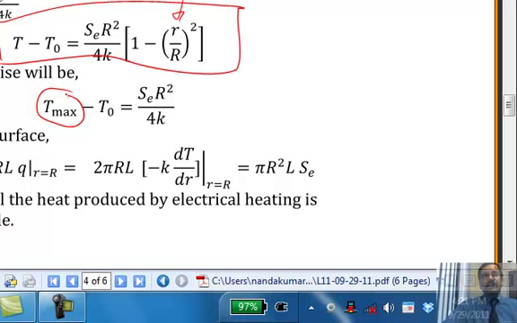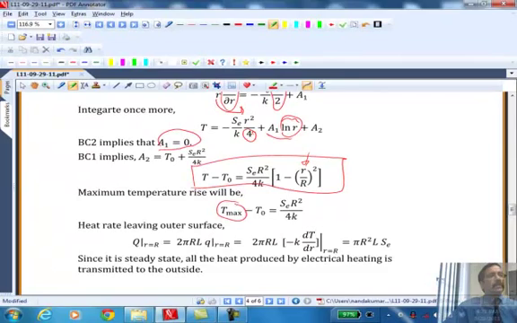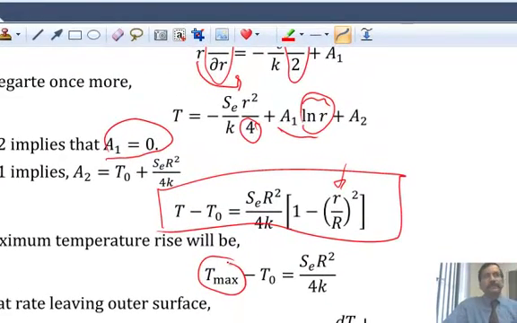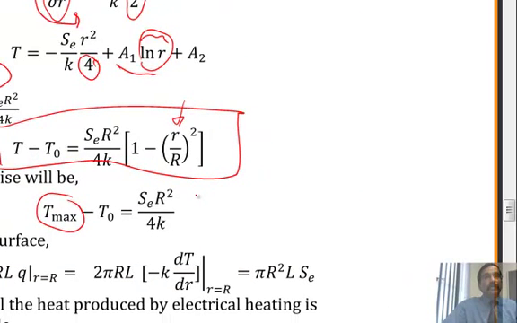What does that mean? If it's a good conductor, it's able to dissipate the heat very quickly to the outside, so the temperature rise will not be as big. That's why it appears as an inverse. But it's directly proportional to how fast you are generating the heat, that is S_E. If S_E is very large, you are generating the heat very quickly, and you're not able to transfer it out because K is small, then the temperature will shoot up in the middle.